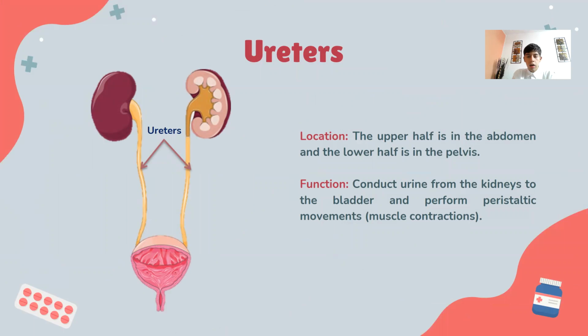The next one are the ureters. The upper half is in the abdomen, and the lower half is in the pelvis. Their function is to conduct urine from the kidneys to the bladder and perform peristaltic movements. And these are muscle contractions to conduct urine.